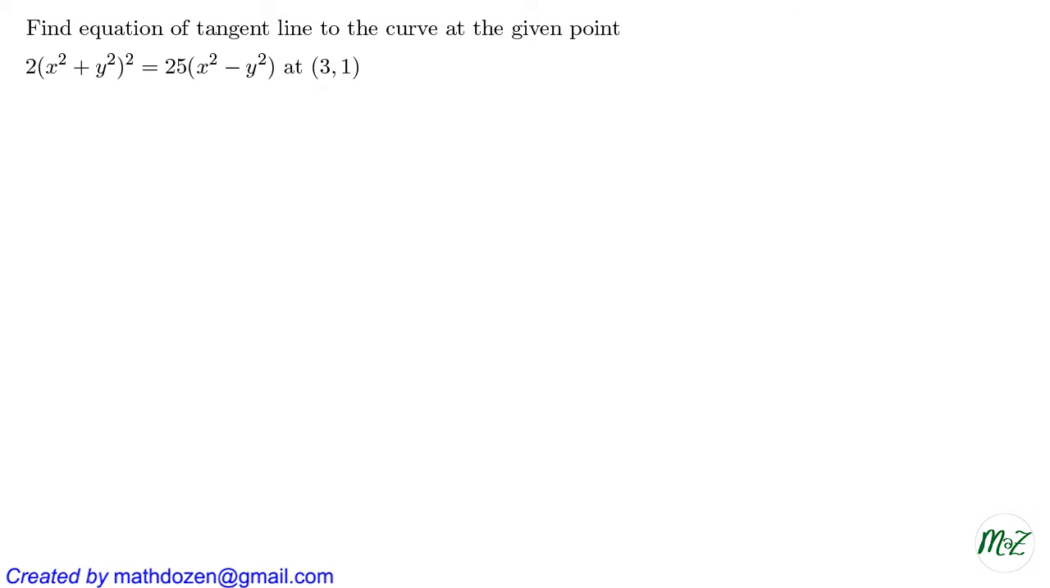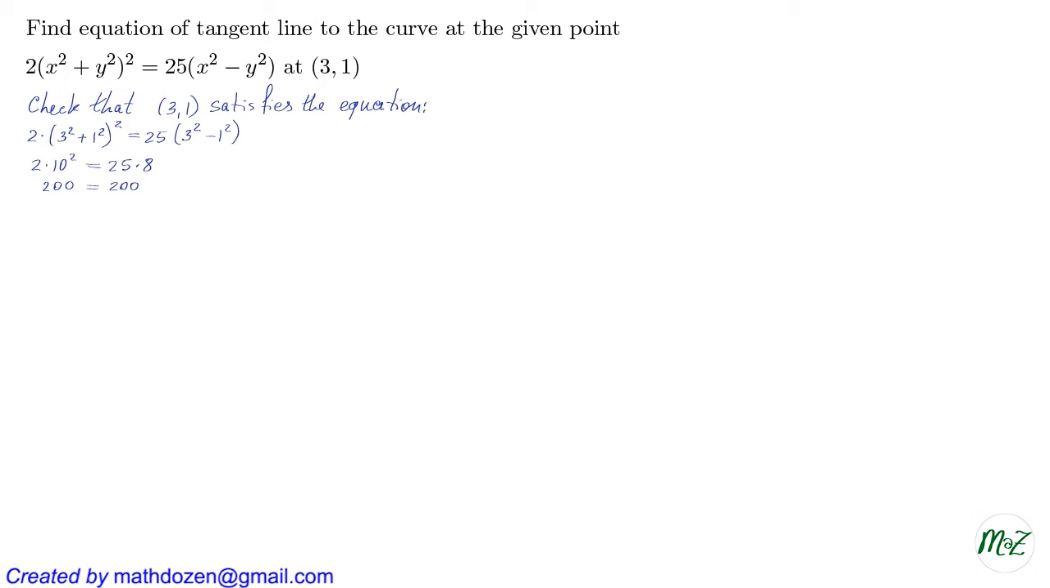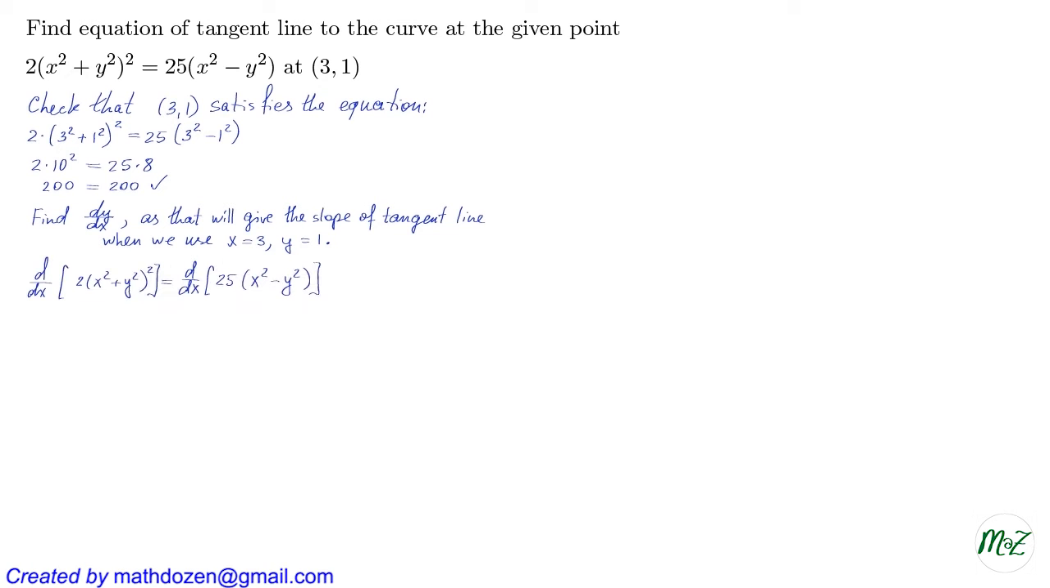Now in this video clip we're going to find equation of tangent line to the curve defined by this equation at the point 3, 1. So we start by checking that 3, 1 actually works in the equation. So plug in x equals 3, y equals 1. We get this expression simplified, and we get that 200 is equal to 200. So yes, the point 3, 1 is on the curve defined by this equation. And we then proceed by finding dy over dx, as that will give us the slope of the tangent line.